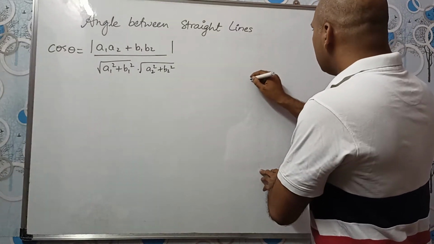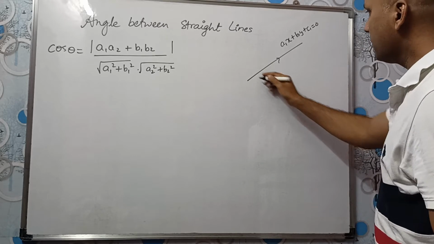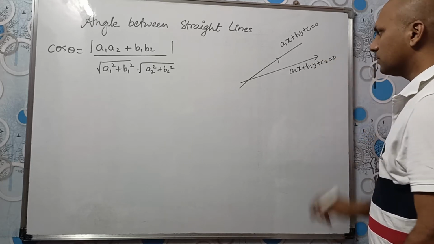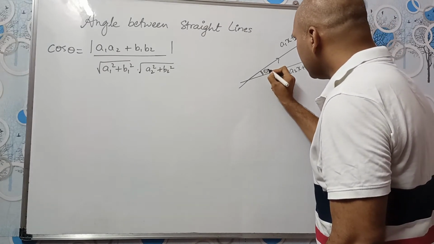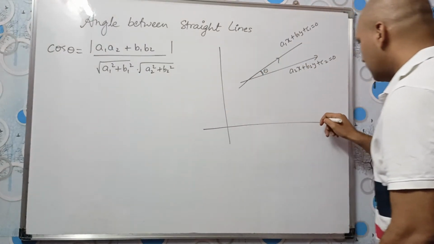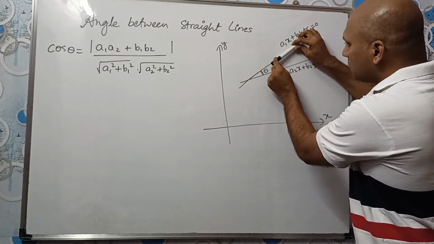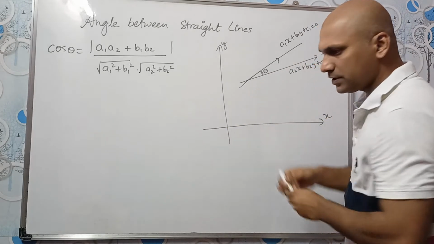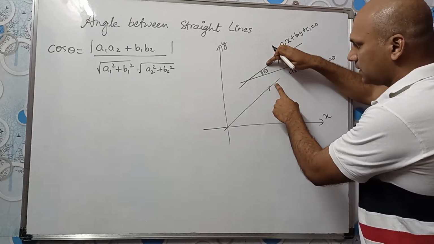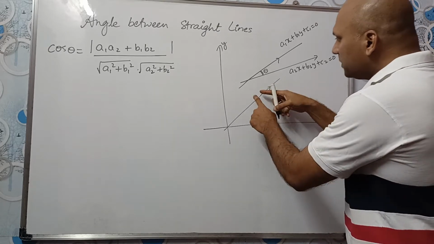All right, let us derive this formula. Let us say we have two straight lines. This is a₁x plus b₁y plus c₁ is equal to 0, and this is the other straight line, second straight line, a₂x plus b₂y plus c₂ is equal to 0. We need to find the angle. Let us say this angle is theta. To find this, we'll draw x-axis and y-axis like this. This is the first line, so we'll draw a parallel line to this first line passing through origin. These two lines are parallel to each other, and this line is passing through origin. Now, what will be the equation of this line?